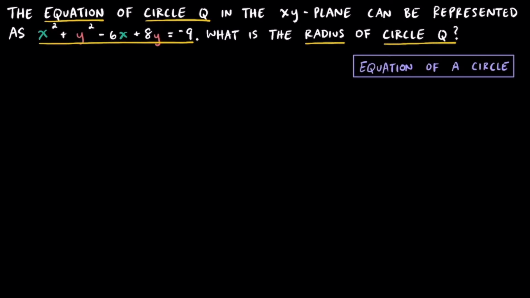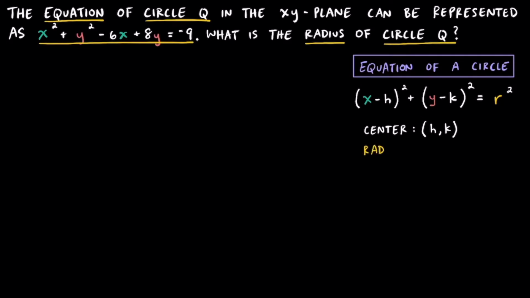To solve this problem, we're going to want to remember the equation of a circle. For the equation of a circle, we have the quantity of x minus h squared plus the quantity of y minus k squared is equal to r squared. X and y represent the coordinates of points along the circle, and the center is denoted by h, k. And on top of that, the radius is just going to be r.